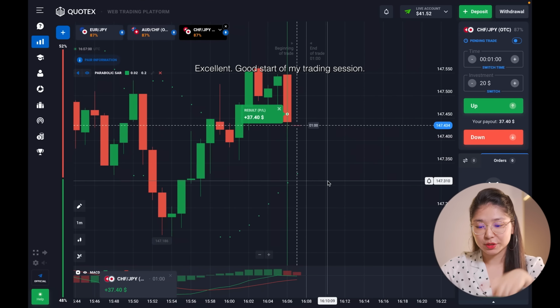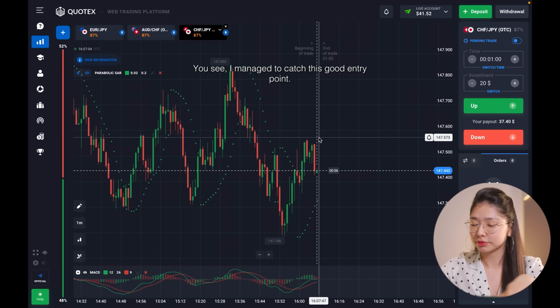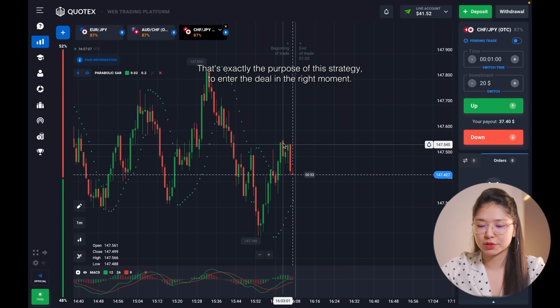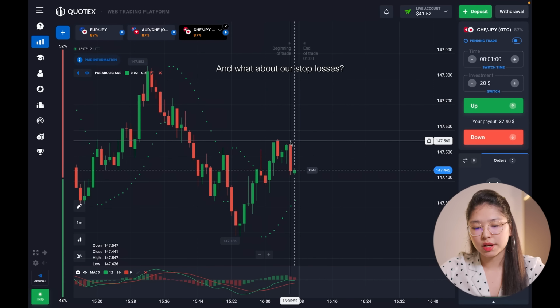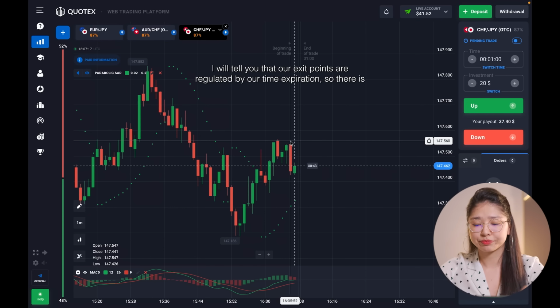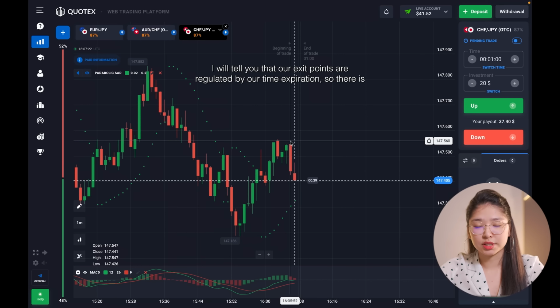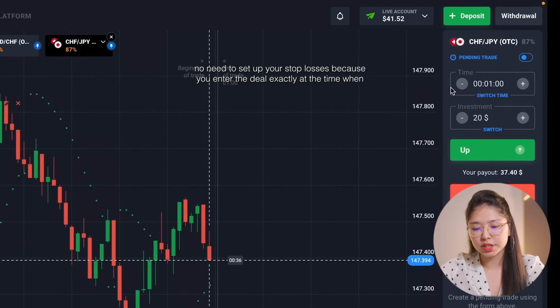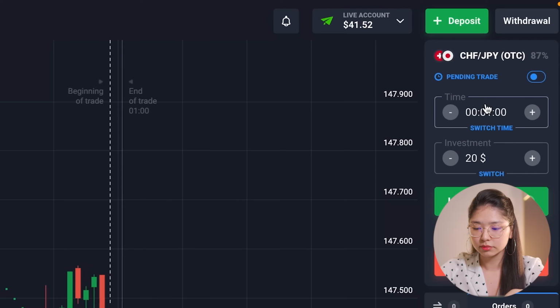Excellent guys, a good start to my trading session, and yes, I managed to catch this good entry point. That's exactly the purpose of this strategy, to enter the deal at the right moment. So what about our stop losses? Do we need to set up stop losses here? I will tell you that our exit points are regulated by our time expiration. There is no need to set up stop losses because the deal closes exactly when your time expiration expires. So that's so easy.